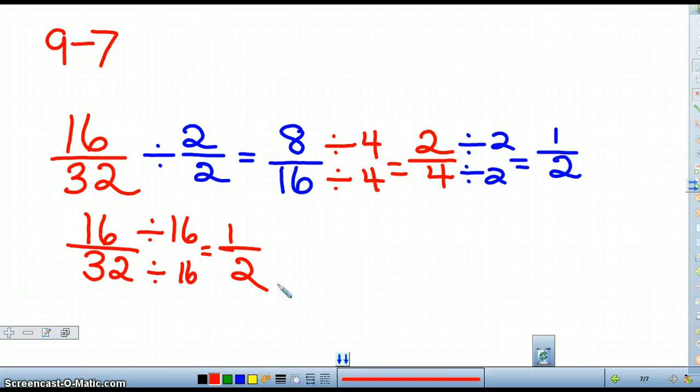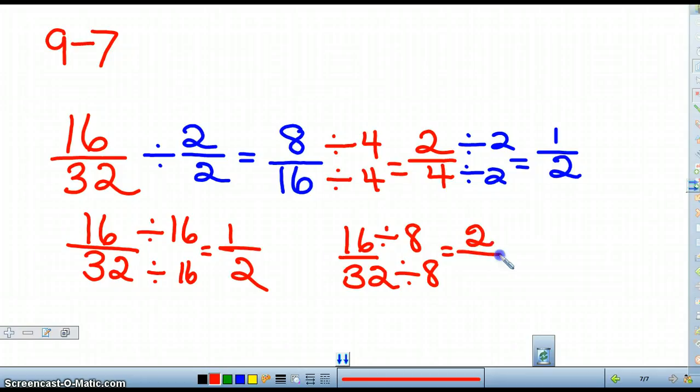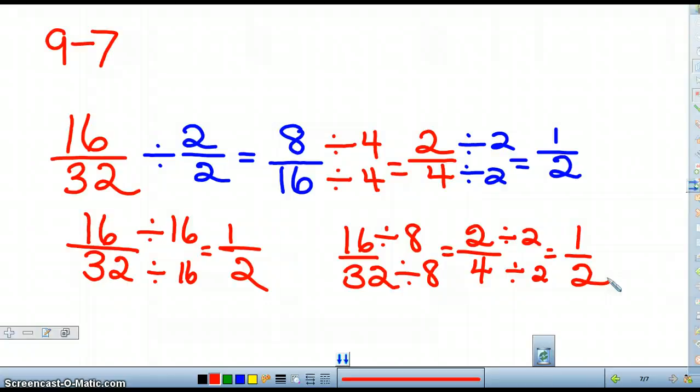Or I could have taken 16 over 32 and divided by 8. Maybe I didn't notice right away that both are divisible by 16. I could have divided by 8 to get 2 over 4, which then I would realize I need to divide both by 2 to get 1/2. This took me 1 step of dividing. This took me 2 steps. This took me 3 steps. Could have taken me more if I just divided by 2 every time. Okay? So the larger the number that you can find to divide by, the more time it's going to save you.